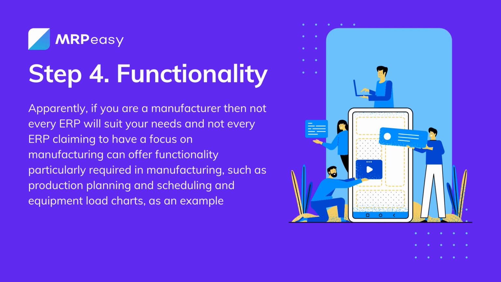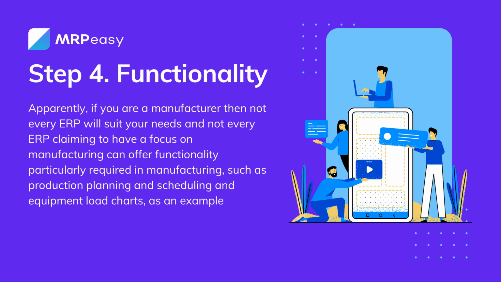Step 4. Functionality. Apparently, if you are a manufacturer, then not every ERP will suit your needs, and not every ERP claiming to have a focus on manufacturing can offer functionality particularly required in manufacturing, such as production planning and scheduling and equipment load charts, as an example.